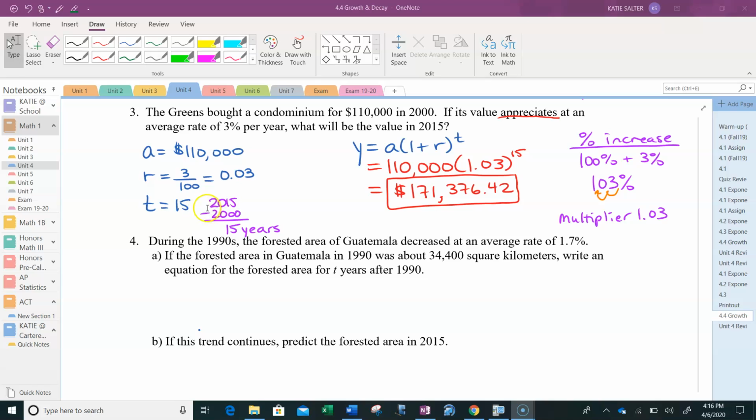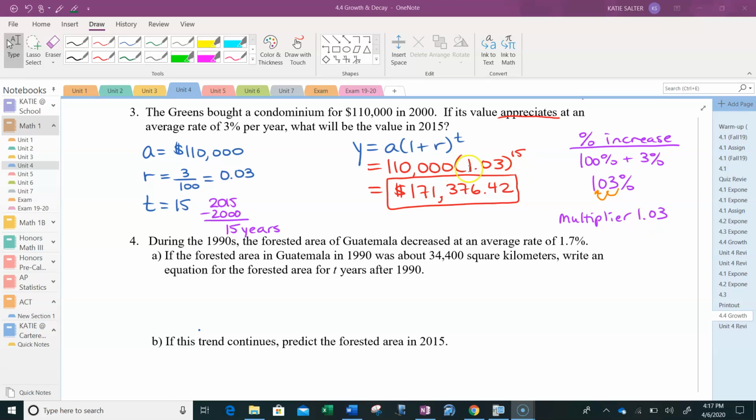Anytime you have a problem that throws years at you, all you have to do is subtract the 2 years to find out how much time has elapsed. So if we do it using the formula, we would say our initial value, 110,000, and then because this is appreciating and it's percent growth, you do 1 plus the rate, so that's 1.03, and then we raise it to the 15th power. You can also figure out this multiplier here by just thinking about it as 100% plus 3% is 103%. Then move the decimal over 2 places to the left to change it from a percent to a decimal so we can multiply.